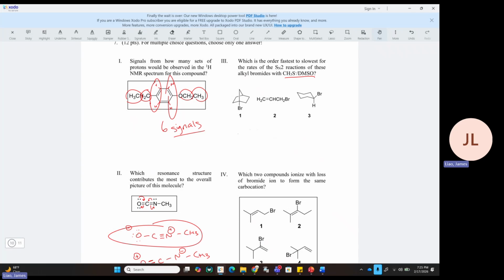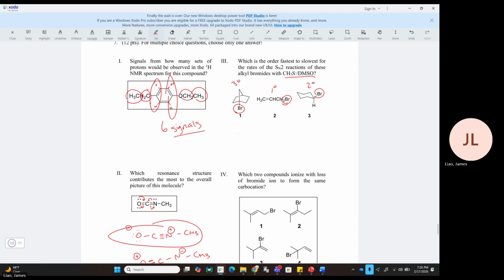So if we remember our trends and the structures, methyl groups are much better than the primaries, and then the secondaries, and then the tertiaries. Another thing that would make it faster is a much higher nucleophilicity, but since it's just CH3S minus, all we can do is change the structure of the alkyl halides. Looking at this, we have a bromine here, a bromine here, and a bromine here. We have a primary, a secondary right here, and then a tertiary.